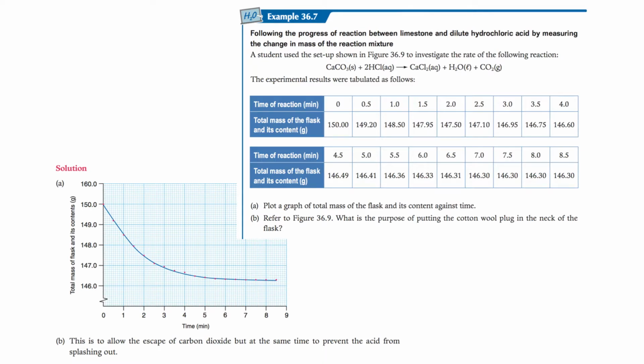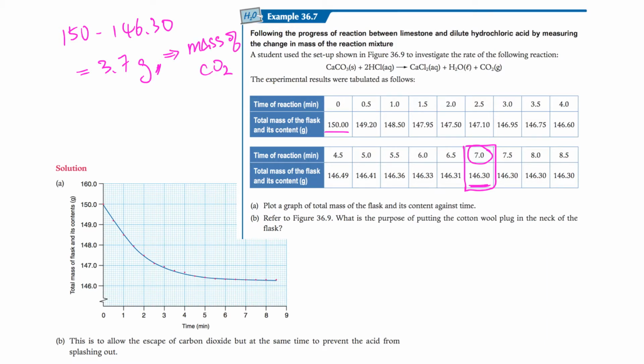So when you got the tables, first of all, you have to find the end of the reaction. So it will be 7 minutes, so 146.3 gram. So the decrease in it will be 150 minus 146.3. Okay, so it will be around 3.7 gram right there. So that will be the loss. This 3.7 gram will be equivalent to the mass of carbon dioxide leaving from the system, because we have carbon dioxide produced here.